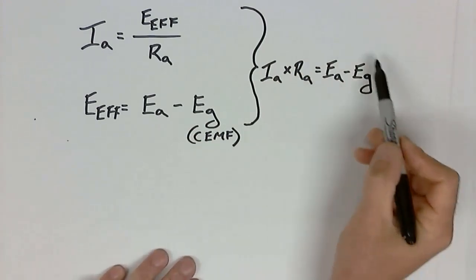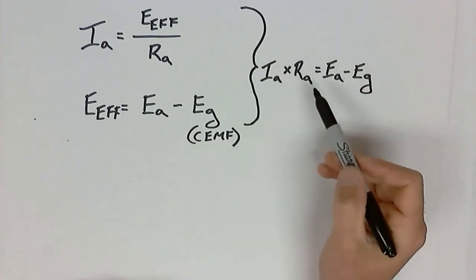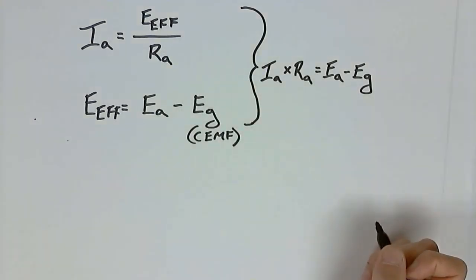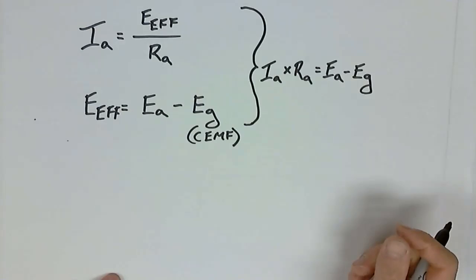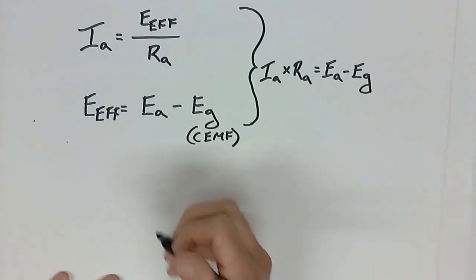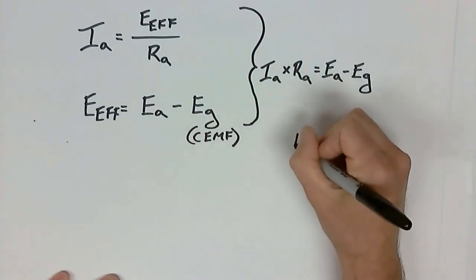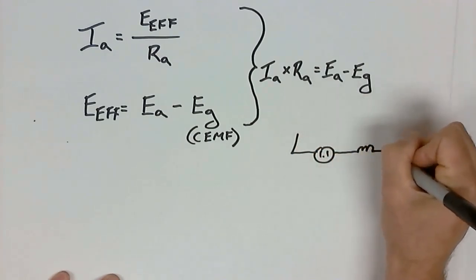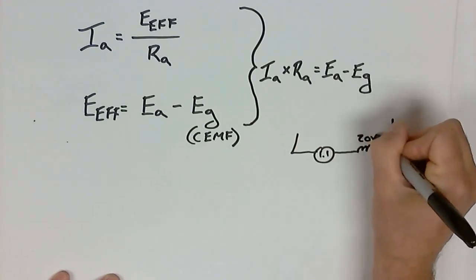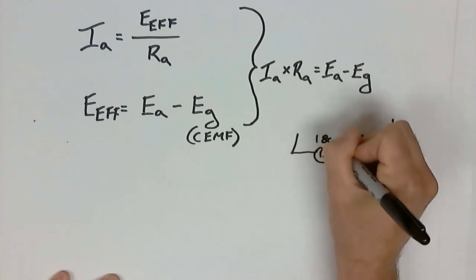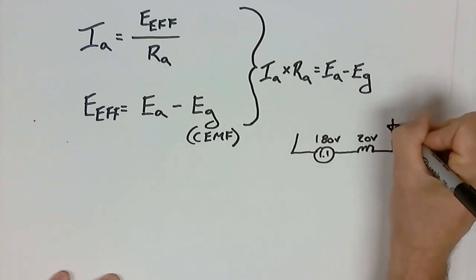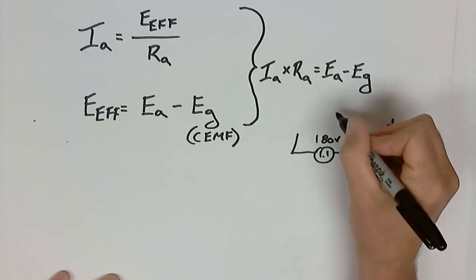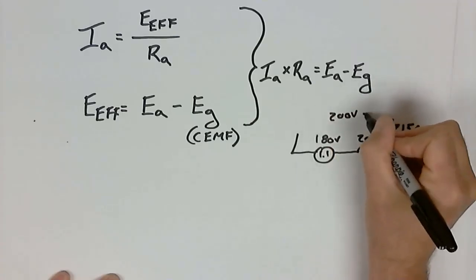Okay, so this here, although true, I find most people align a little bit better with what I presented on the left. So if we go back to our motor, it had these values, right? It was 1.1 ohms. It had 20 volts, 180 volts, 15 amps, and then finally just the 200 volt source.